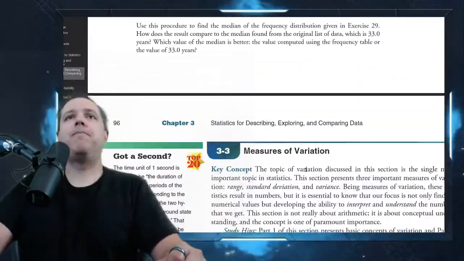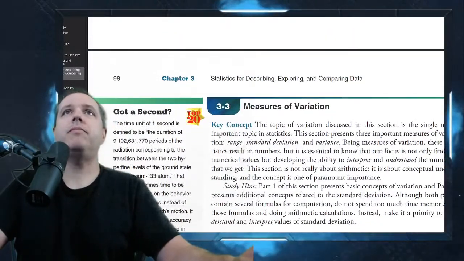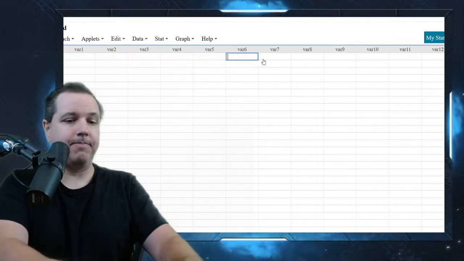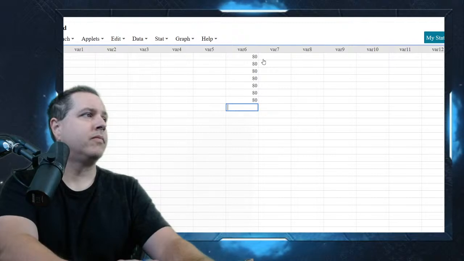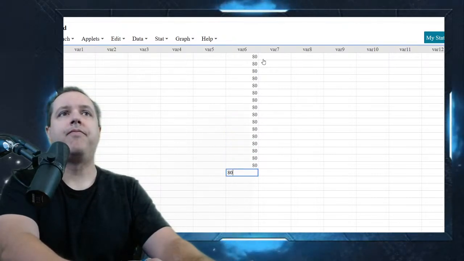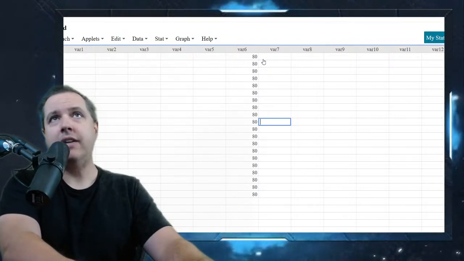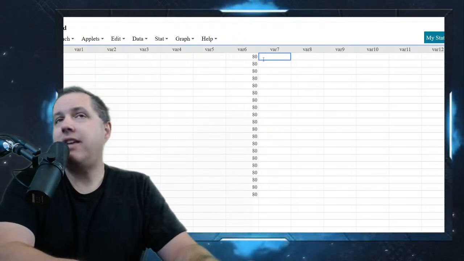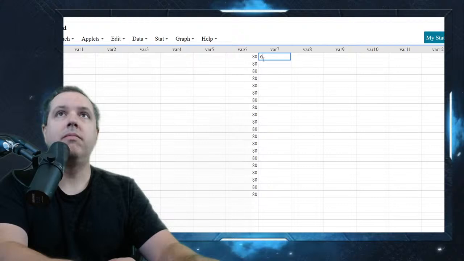Okay, so measures of variation. Let's take, for example, let's look at some test scores. So I give tests to two identical classes. One class, every single person in the class gets an 80.